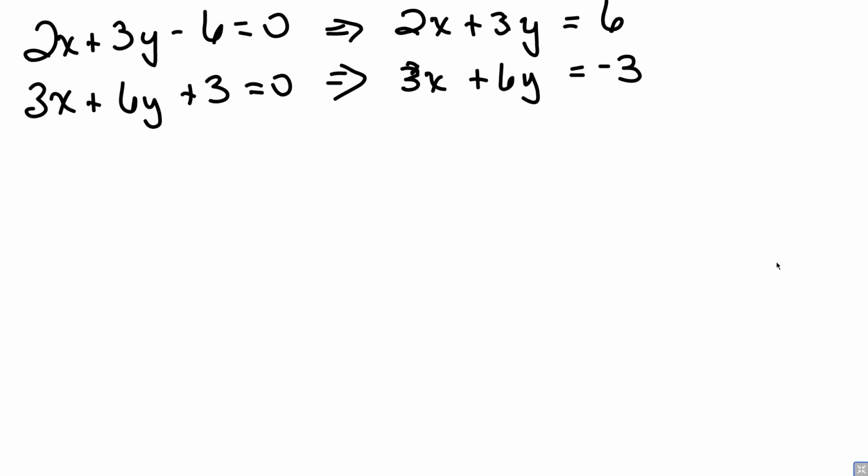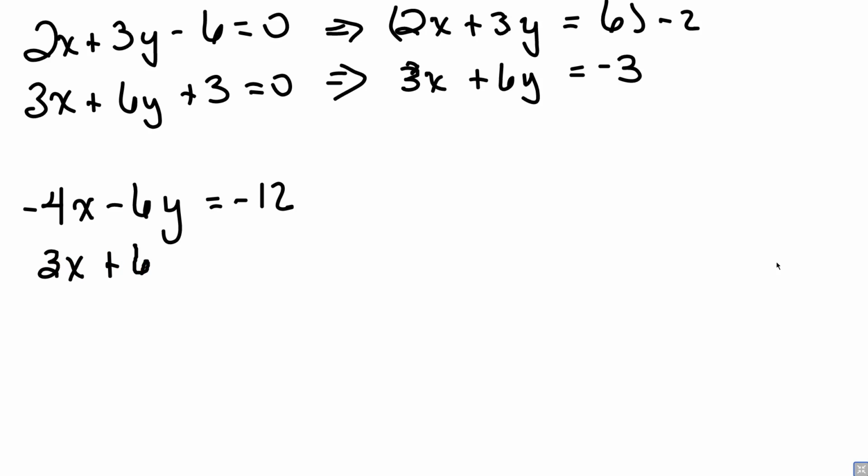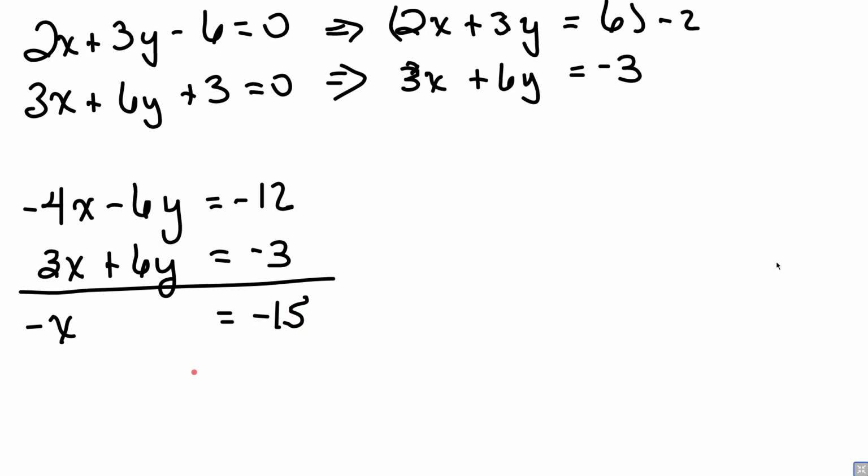So I'm going to solve the system by elimination. I'm going to multiply the first equation by negative 2, so I end up with negative 4x minus 6y equals negative 12. The second equation I'm not touching, so I'm just going to bring it down. If I add, I get negative x equals negative 15. Divide by negative 1, so x is 15. So I've got the first value.